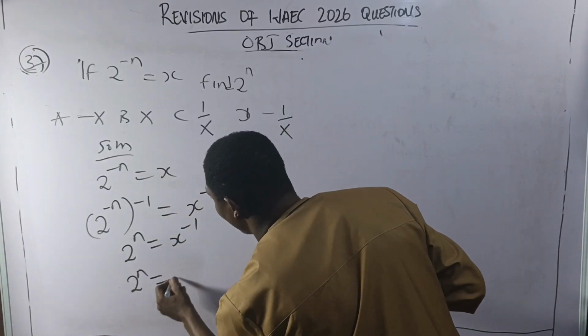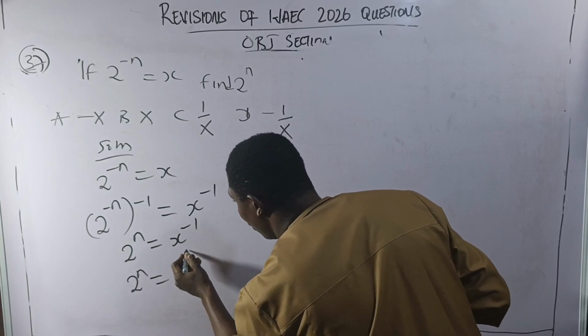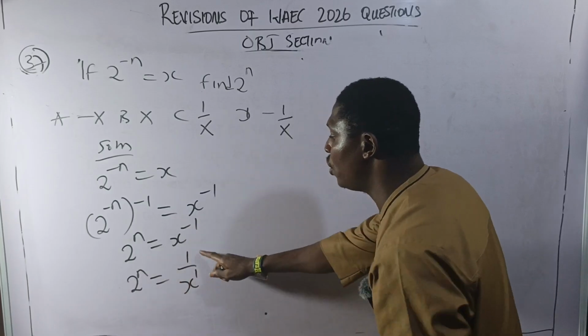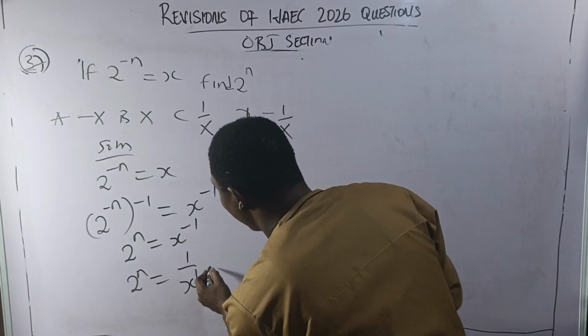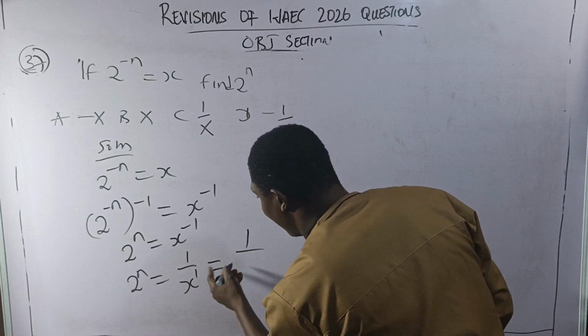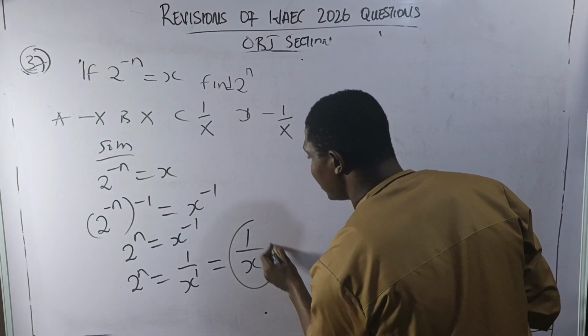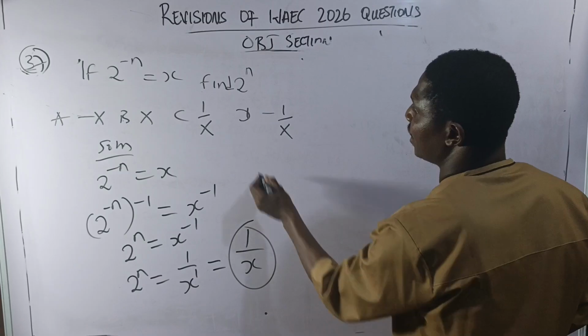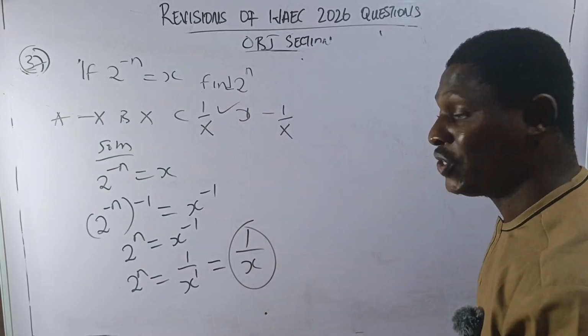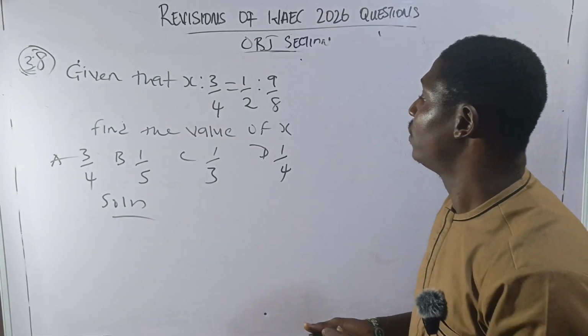But from indices, we know that s raised to power minus 1 is equal to 1 all over x raised to power 1. I've removed the negative sign. And 1 all over s raised to power 1 is s, so we have x. So this 2 raised to power n is equal to 1 over what? X, which corresponds to my option C. Thank you.